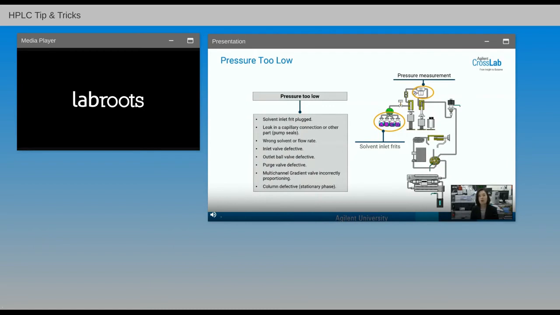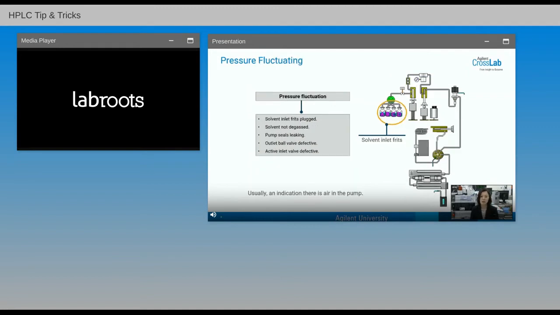Lastly, it could also be a defective column, because maybe the stationary phase has bled off, no more stationary phase, or maybe only half of it is left. Then it could be one of the reasons to cause low back pressure.